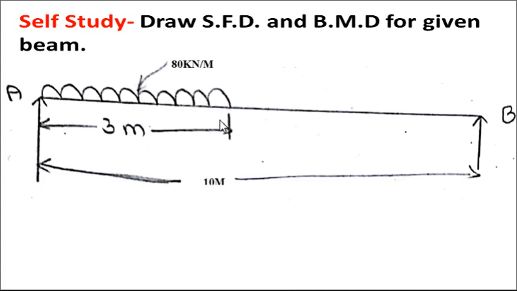The second problem for self study is this one. Draw SFD and BMD for the given beam. So a UDL is acting over a 3 meter span, the magnitude is 80 kilonewton per meter, and the total span of the beam is 10 meter. You solve both of these problems as self study or exercise and show me the solutions. Thank you very much.